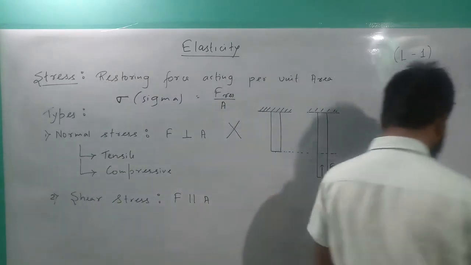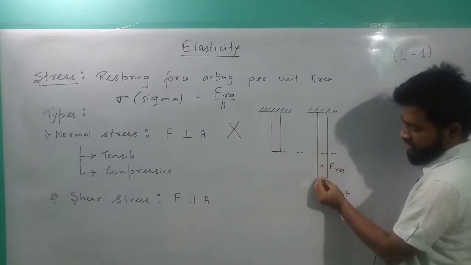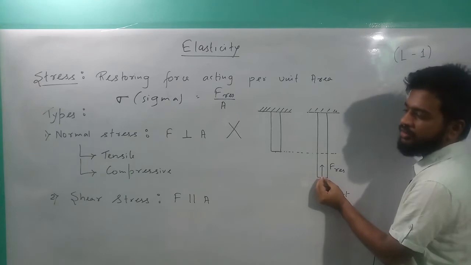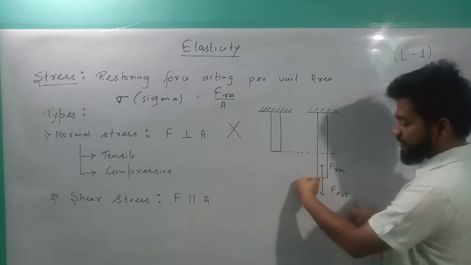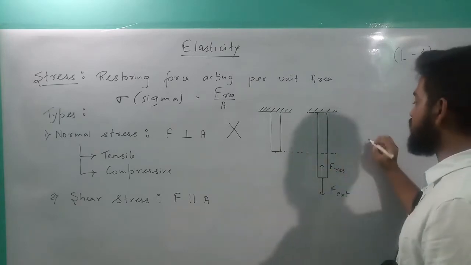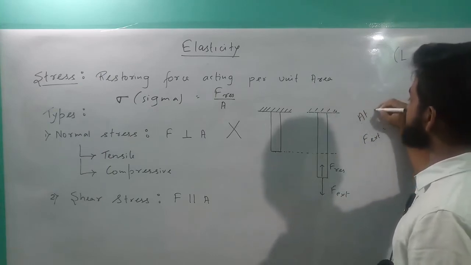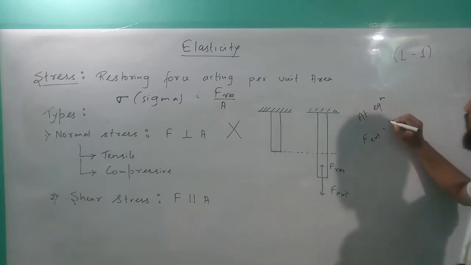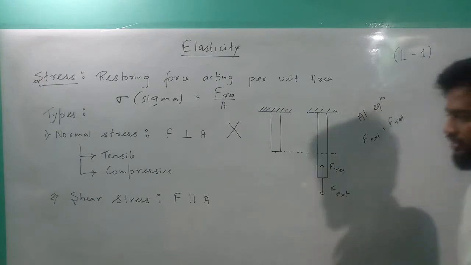Alright? Now, suppose I have stretched it and now this is in equilibrium. Equilibrium means it is not even going downward, it's not going upward. That means the force applied by me is equal to the force applied by the material. That means at this condition, at equilibrium condition, F external is equal to F restoring. I hope this part is clear.